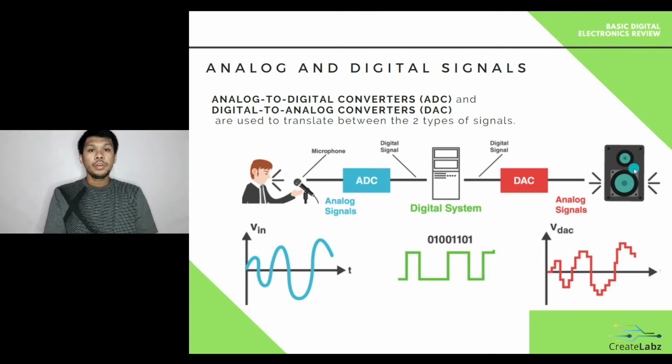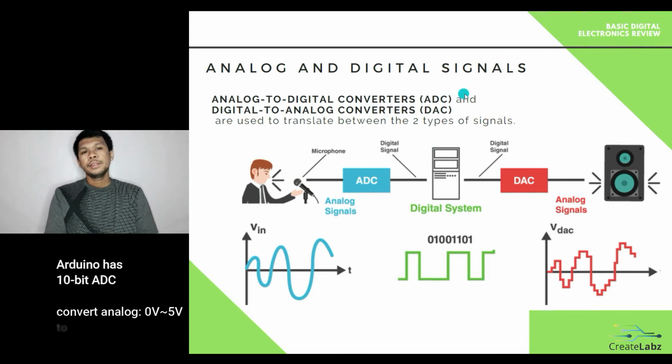Specifically, the Arduino has a 10-bit ADC internally built in, meaning it can convert an analog signal from 0 to 5 volts into a digital value between 0 and 1023. Why is that? Since the first value is 0 and the last value is 1023, that's 1024 discrete levels.